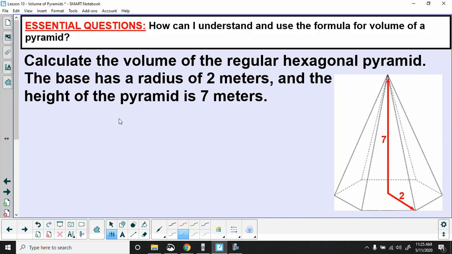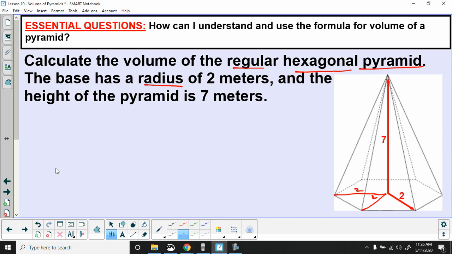All right, here comes the real test. This is a hexagon. This pyramid is a regular hexagonal pyramid. The base has a radius of 2. I'm using this radius loosely, but that means this is 2, which makes this 2. Right here would be 2. Again, I know it looks different because we have it tilted. And the height of the pyramid is 7 meters.